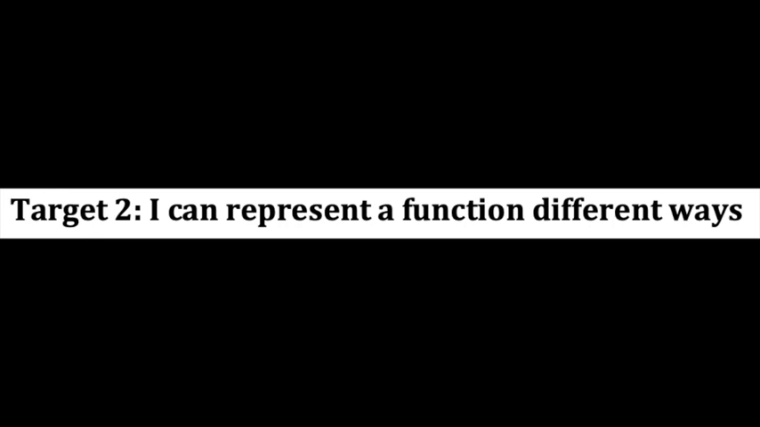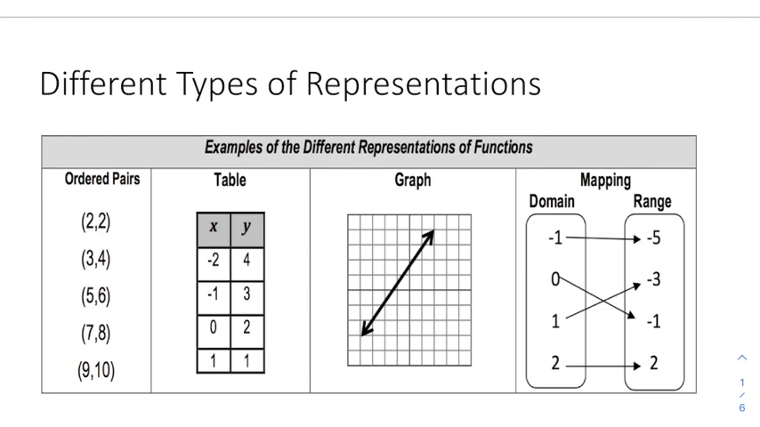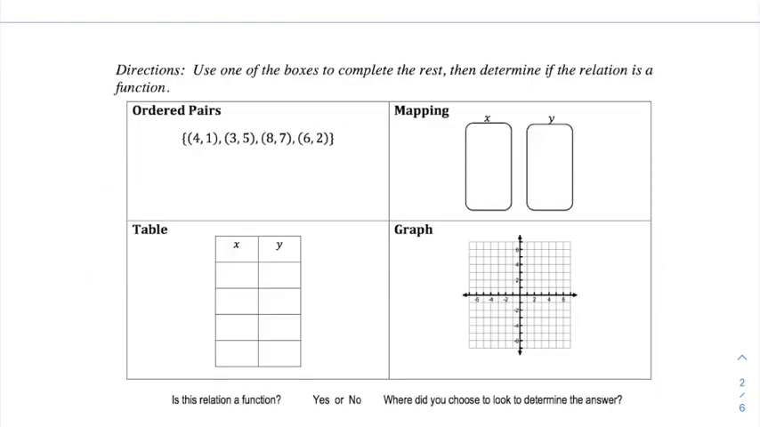Welcome to lesson 2. The name of this lesson might sound a little bit familiar because we had a multiple representations lesson last unit, but this time it's going to be with functions. There are 4 different ways to represent a function. We can do it with ordered pairs, a table, which is really similar to ordered pairs, a graph, which is a visual representation of ordered pairs, and a mapping. So in this lesson, we're typically going to be given one of the representations and asked to fill out the others.